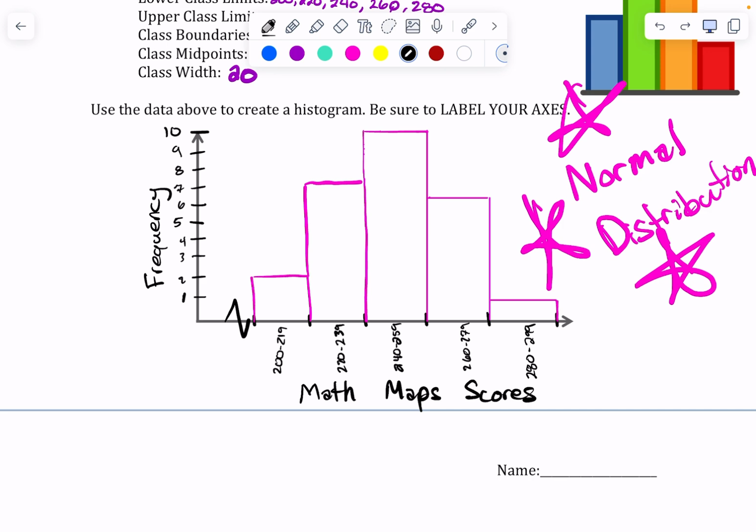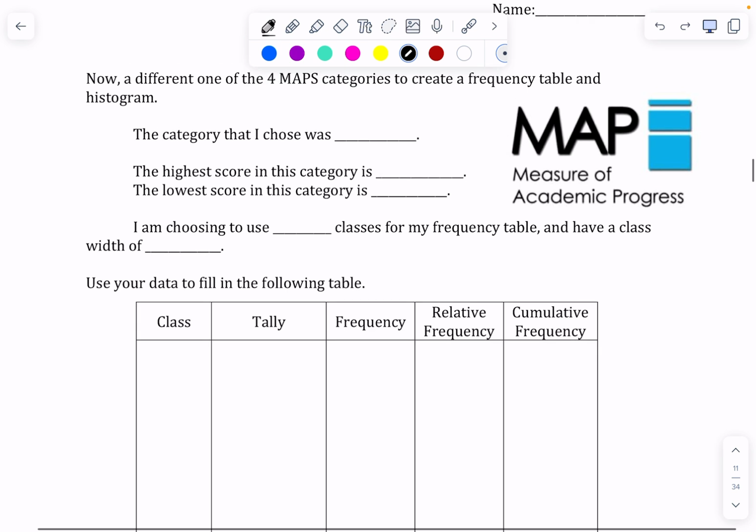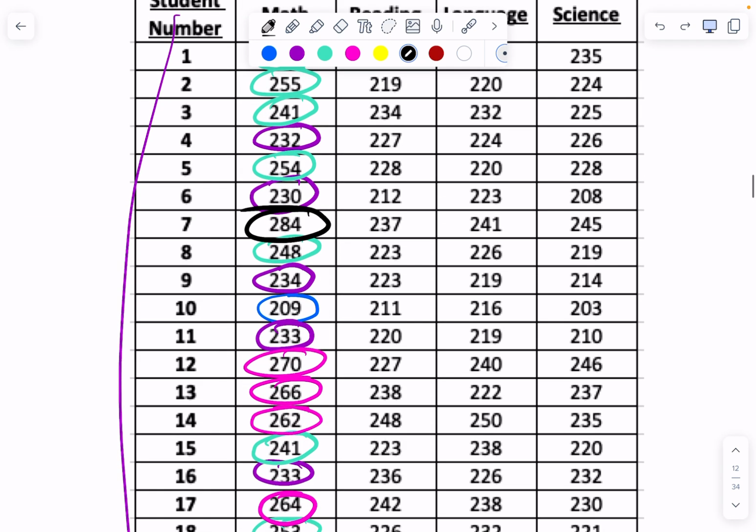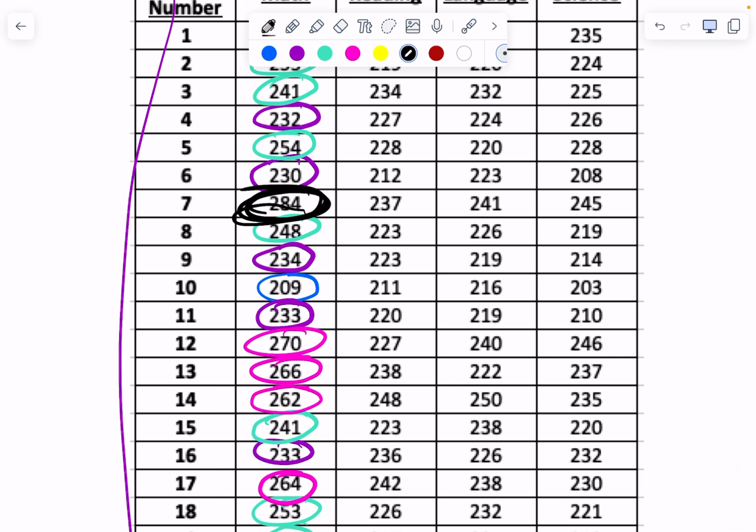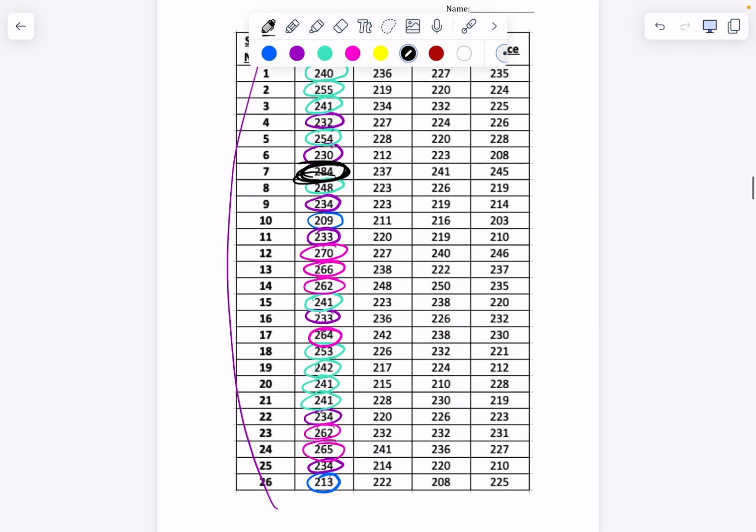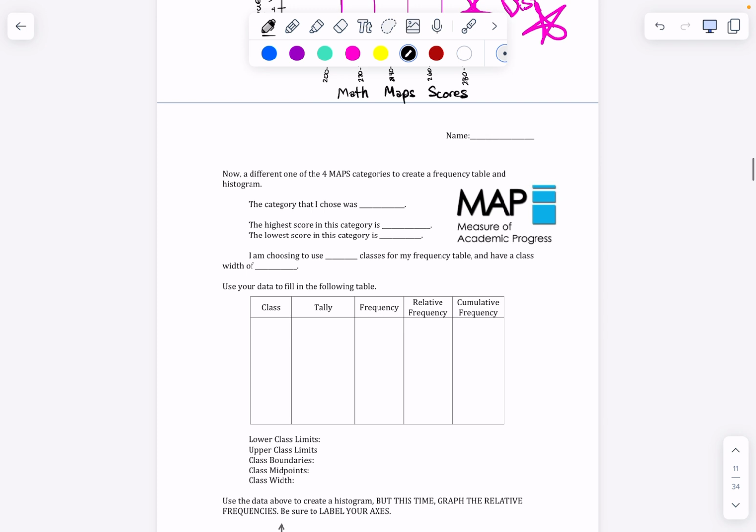Okay, are we happy with that? Your task is to use the rest of the time in class to do another category. You choose one of the other three, not math. Math is fairly spread apart. The 284 was a pretty high score, so we had to go quite a ways. On the other categories I wouldn't necessarily go by 20s. You might have to go by 10s, 15s, or even 5s, depending on how spread apart your data is. So it's important to figure out your highest and lowest score and determine what you're going to go by.